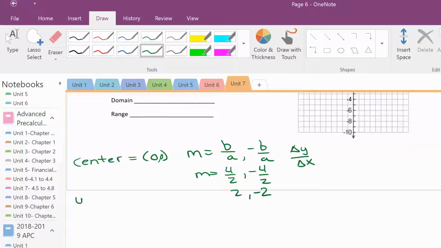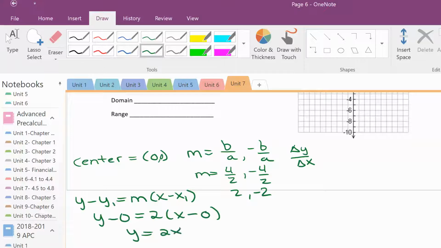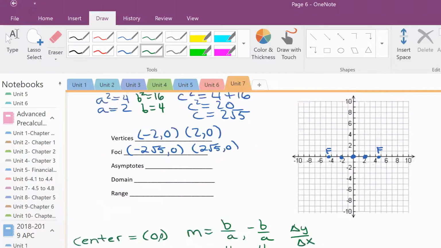So remember the point slope form of a line, y minus y1 equals m times x minus x1. So you can go y minus 0 equals 2 times x minus 0. So basically it's just y equals 2x when you distribute. And here, same thing, y minus 0 equals negative 2 times x minus 0. So it's just going to be y equals negative 2x. So those are the equations of the asymptotes for this.